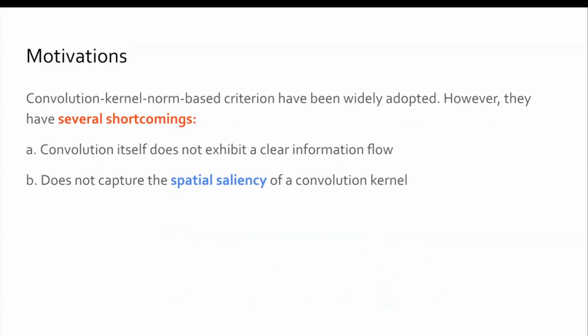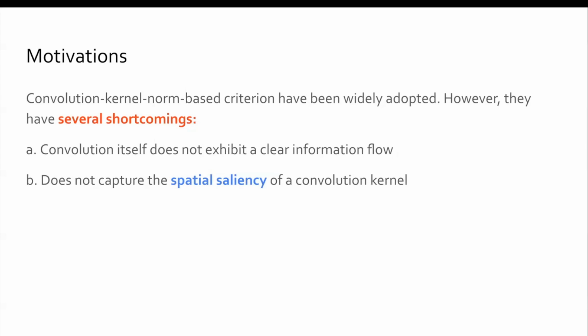First, convolution itself does not exhibit a very clear information flow, compared with, for example, matrix multiplication. With matrix multiplication, we can directly extract very useful information about the system by conducting eigenanalysis on the matrix. However, with convolution, the information is more implicitly encoded. Secondly, if we naively evaluate the norm of the convolution kernel, this does not capture the spatial saliency of the kernel.